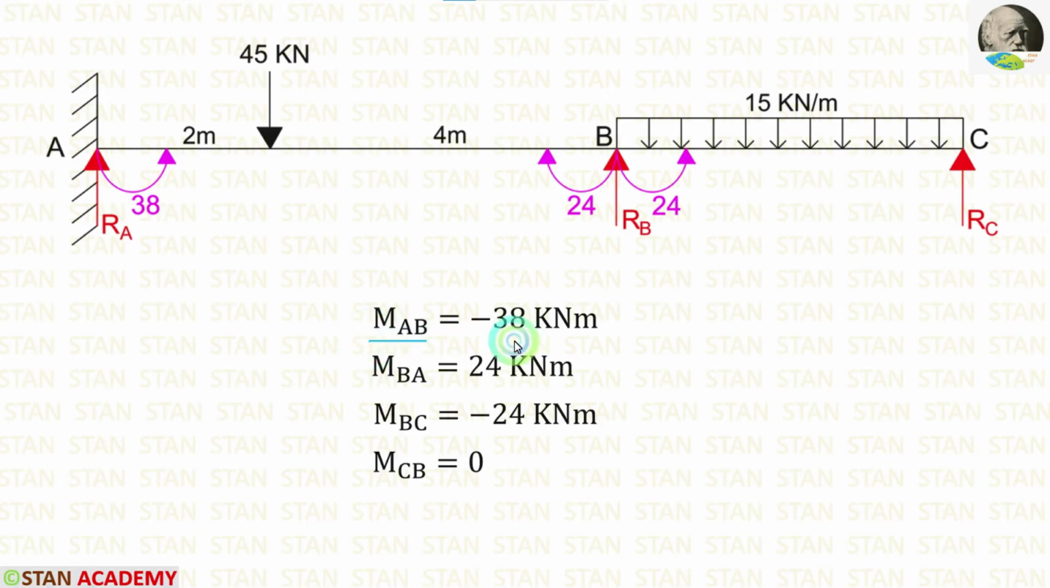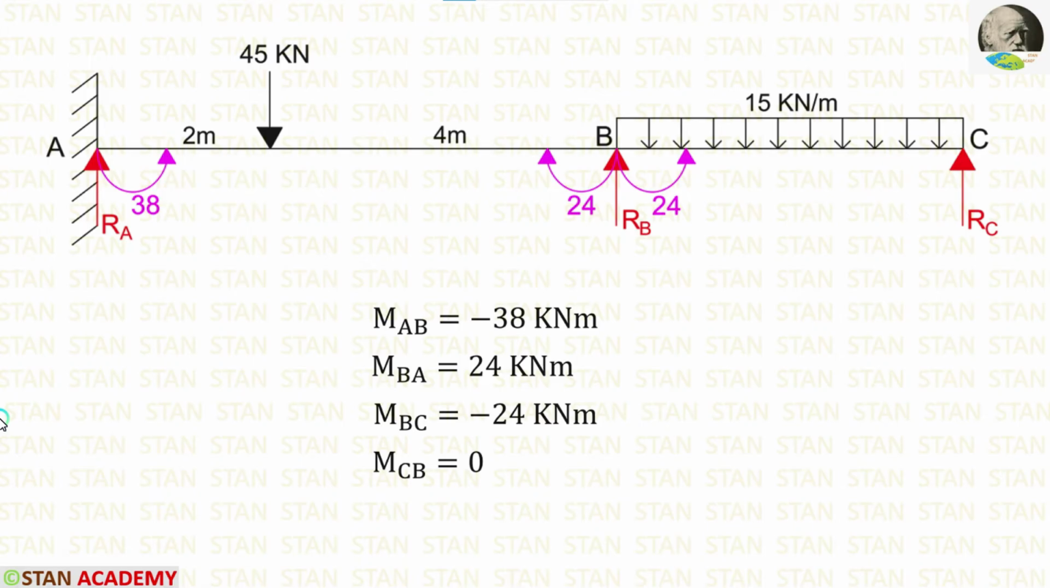For MAB, we have got a negative value. That means it is acting in the anti-clockwise direction. For MBA, we have got a positive value. That means it is acting in the clockwise direction. For MBC, we have got a negative value. That means it is acting in the anti-clockwise direction.